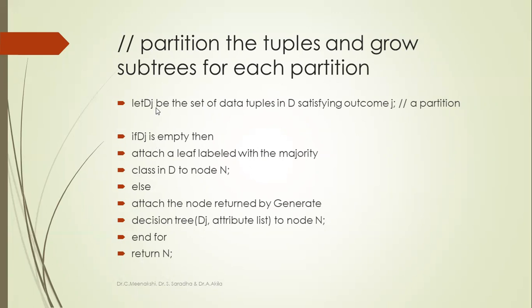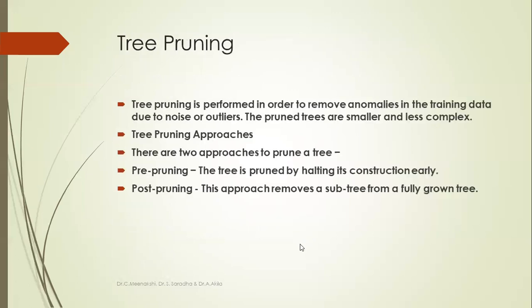So if this is called Dj, then Dj is the set of data tuples in D, where D is nothing but the entire data record. So that set of data will be taken. Then if Dj is empty, I attach a leaf node with the majority class in D to node N. Else, if Dj is not empty, I'll attach the node returned by generating the decision tree to the node N. This is how it works, and it returns the N value.